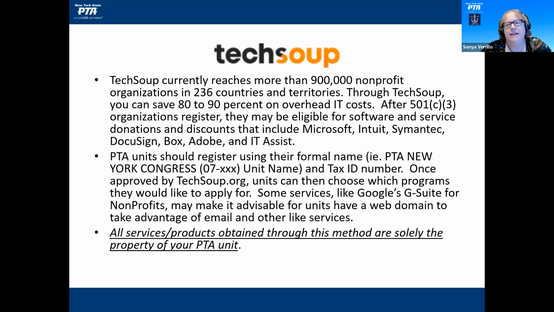So TechSoup is a site that verifies nonprofit organizations and partners with various tech companies to provide those tools to verified 501c3 organizations at a lower cost. PTA organizations should register using their formal name, which is PTA New York Congress, followed by your state ID and your unit or council name. You'll also need your federal tax ID number in order to register. Once approved by TechSoup, then organizations can choose which programs they would like to apply for. It's important to note that all services and products obtained through TechSoup are solely the property of the PTA organization and do not belong to an individual officer or person.